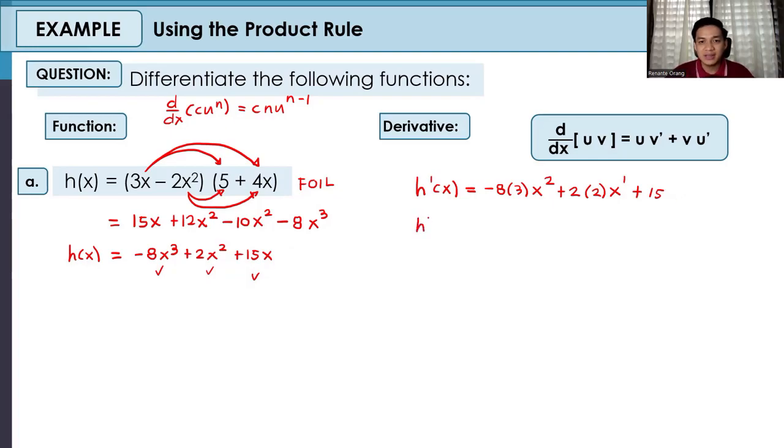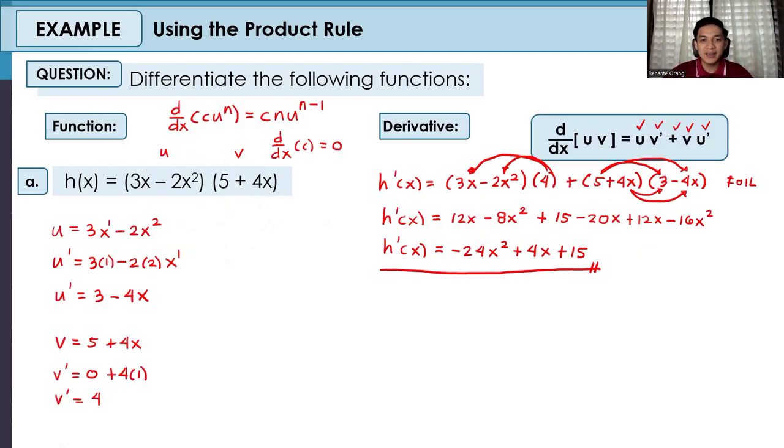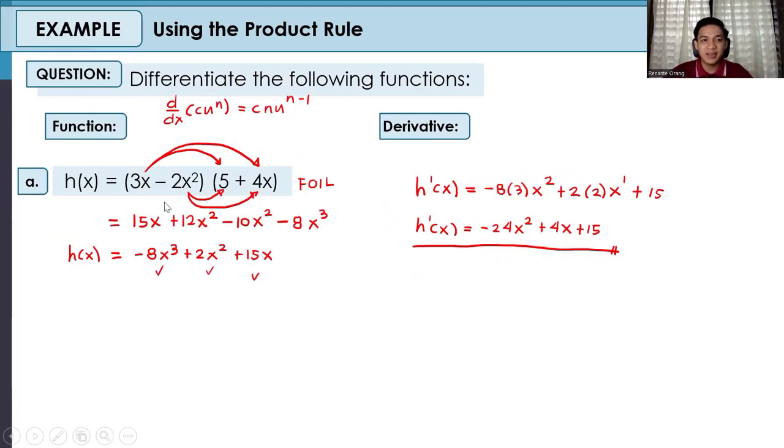Next thing is, simplify natin class. X prime of x is equivalent to negative 8 times 3 is negative 24x squared, plus 2 multiplied by 2 is positive 4x plus 15. And this will be our final answer. So compare natin kanina na ginamitan ng product rule. We have negative 24x squared plus 4x plus 15. And then, eto na, in-expand natin and then simplify, same lang po yung kaniyang sagot.